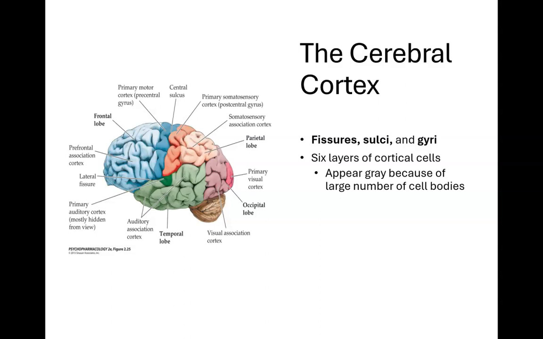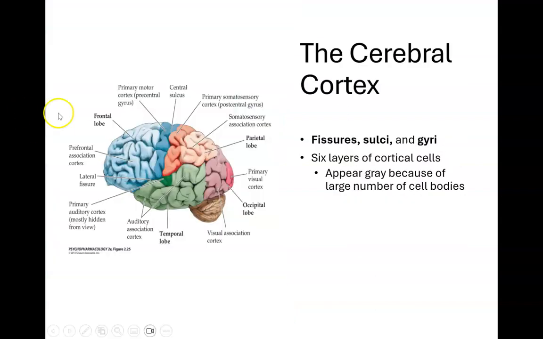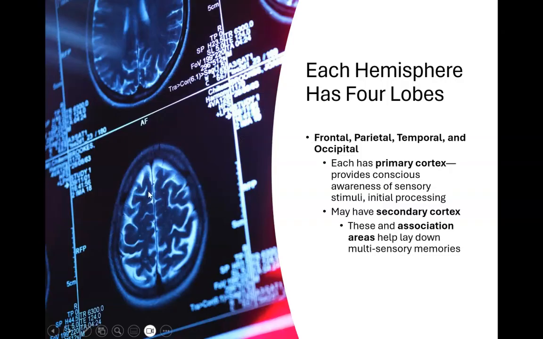So if you actually looked at the cerebral cortex, it would appear gray because of the larger number of cell bodies that are contained within it. Now, each hemisphere has 4 lobes: the frontal lobe, the parietal lobe, the temporal lobe, and the occipital lobe. Going back, the frontal lobe is here in blue, the parietal lobe is here in orange, the occipital lobe is here in purple and pink, and the temporal lobe is here in green.